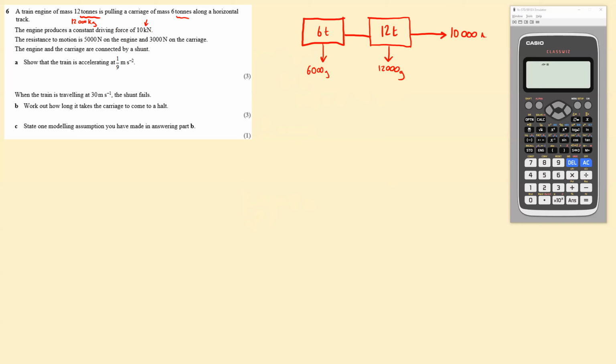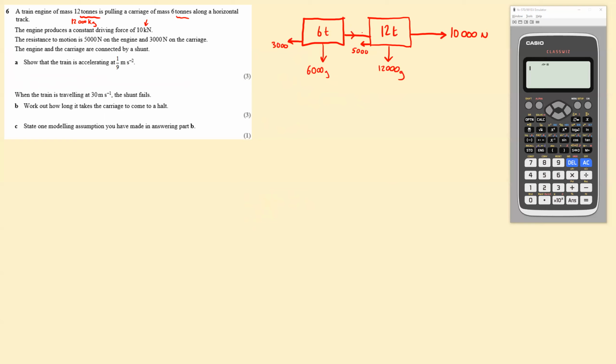The resistance to motion is 5,000 on the engine. So we've got this frictional force. It's maybe not just friction. It could also be air resistance. There could be all kinds of things all packaged in there. And then on the carriage, it's 3,000.